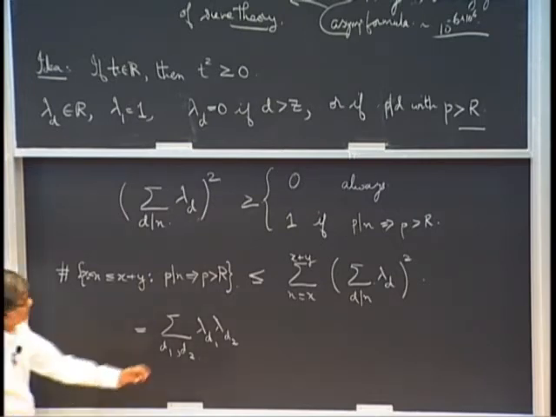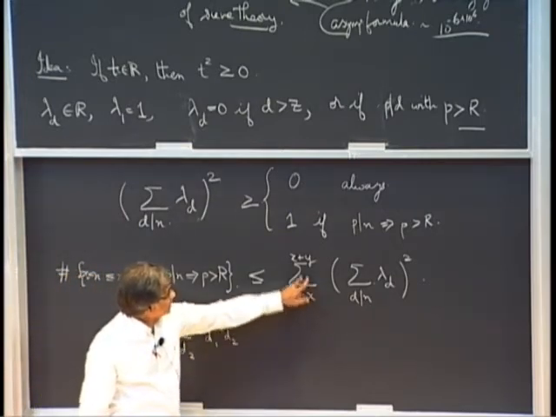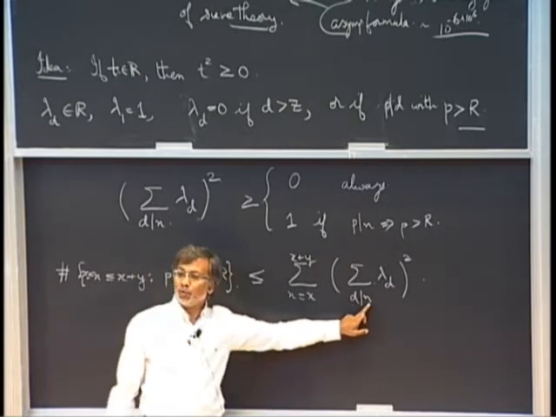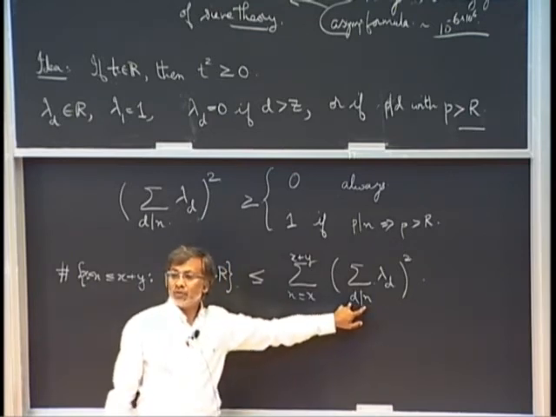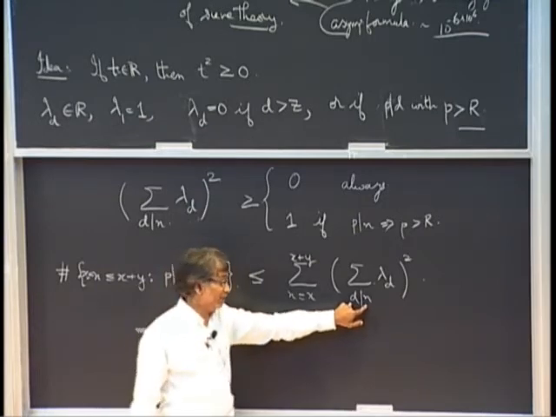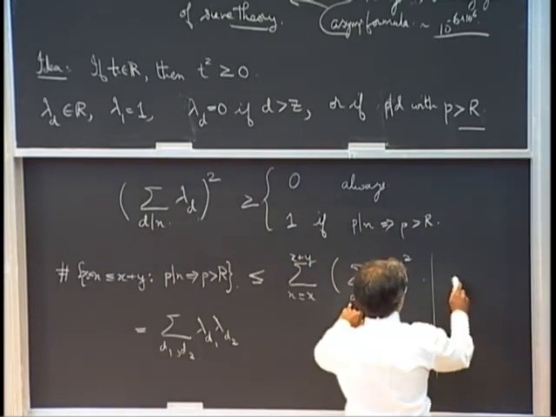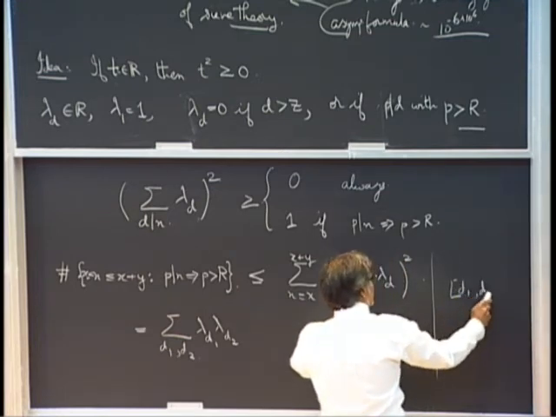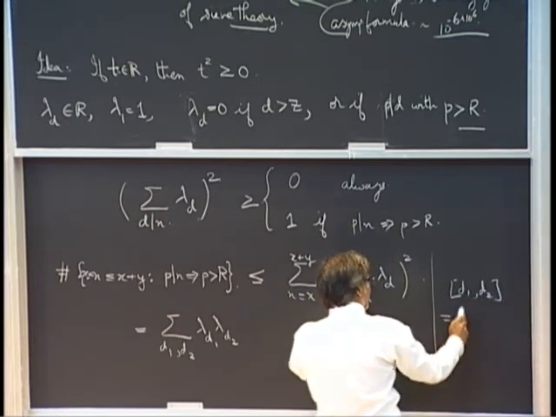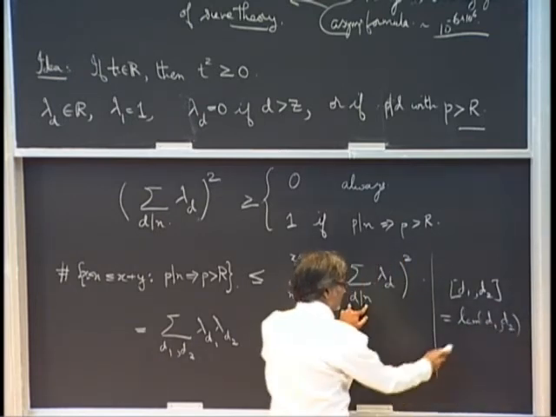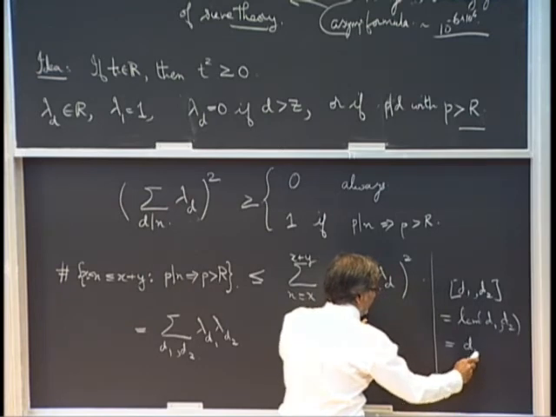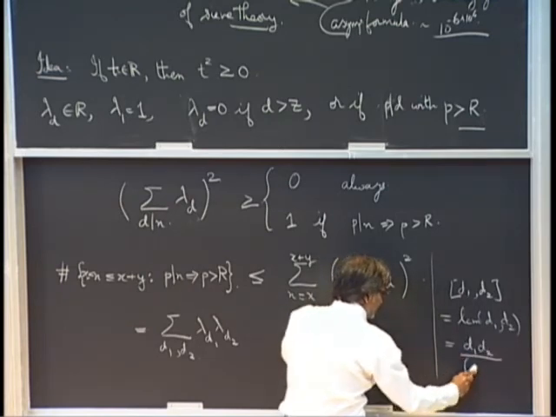And then I have to count the number of integers between x and x plus y that are multiples of both d1 and d2. Okay? If a number is a multiple of both d1 and d2, then it must be a multiple of the least common multiple of d1 and d2, the LCM of d1 and d2. So let me put throughout, this is the LCM of d1 and d2, which is nothing but the product d1 d2 divided by the GCD of d1 and d2.